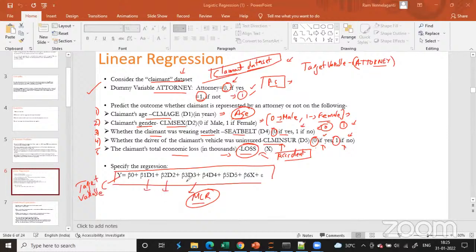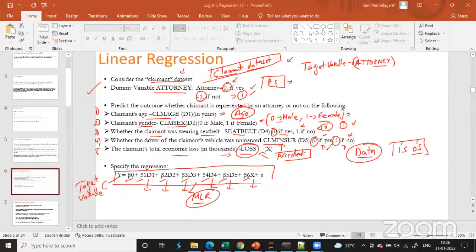These are all my independent variables. And beta naught, beta 1 are called my coefficients. Most of my data, if you see, is in the form of ones and zeros. Most of your independent variables and your target variable information is in the form of ones and zeros.